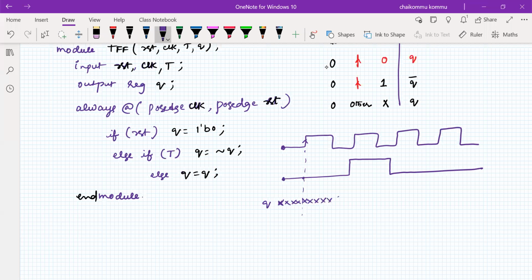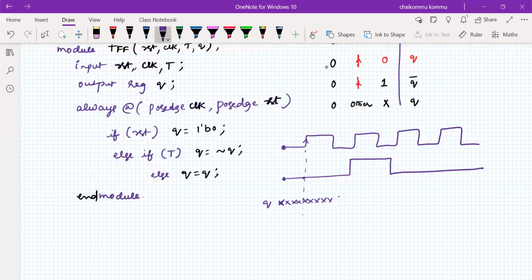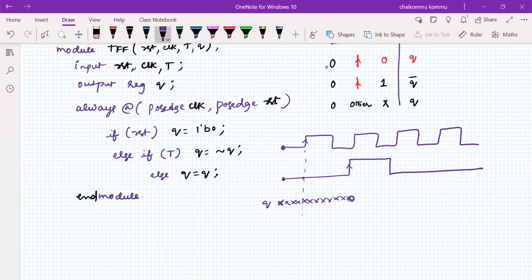Okay, then if the reset signal is high, Q will be assigned logic 0. Otherwise, it is better to consider it in this way, not like this. Then you get known values of 0 here, or otherwise you can start from itself, here also from itself. Okay, so therefore this value becomes a known value.